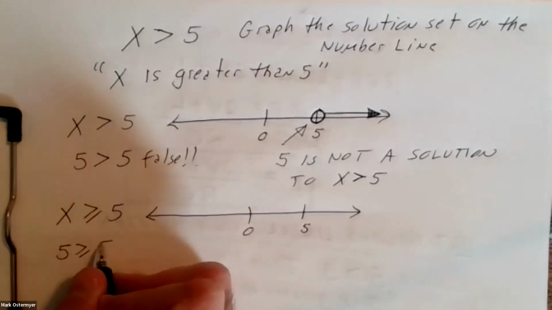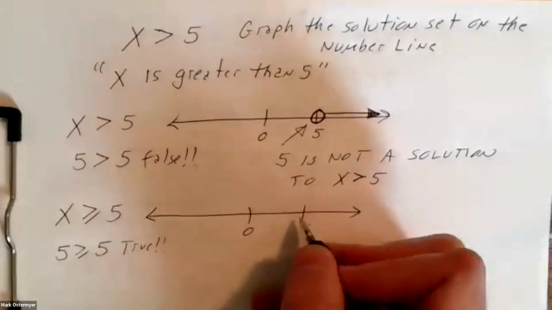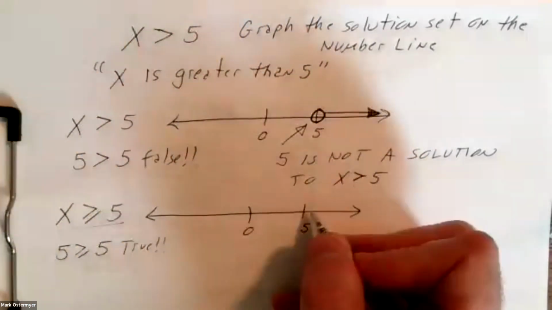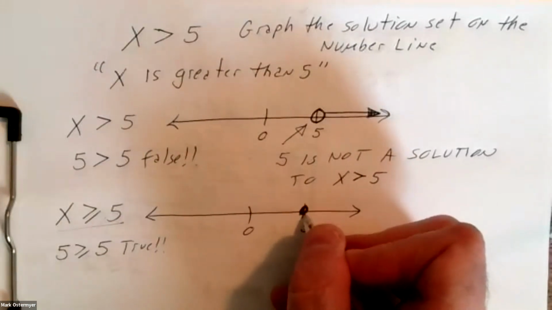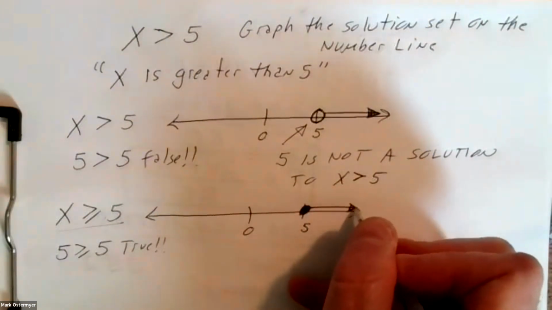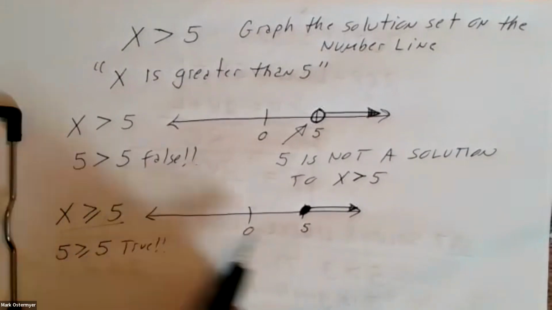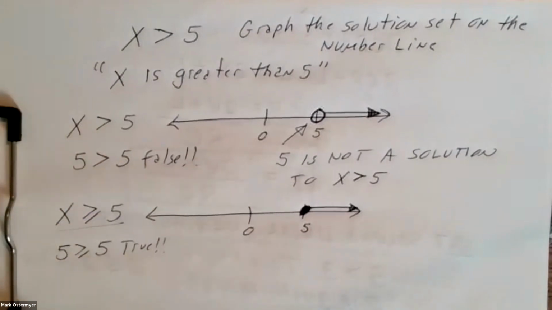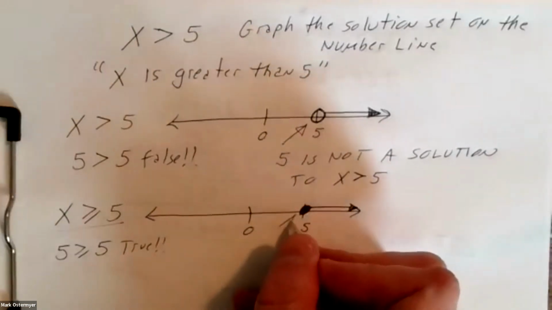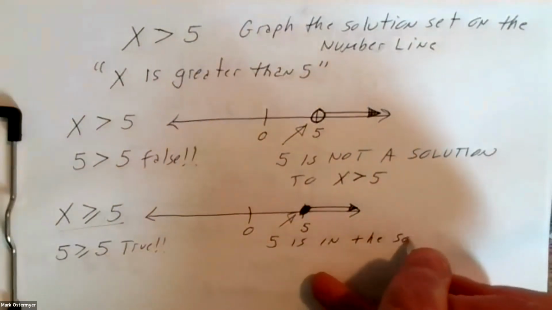Because now to say 5 is greater than or equal to itself is a true statement. So now we must include 5 in this solution set. So to do that, we put a closed circle on 5 and we shade to the right. There's the graph of all real number solutions that are greater than or equal to 5. Questions on how we're graphing solution sets of inequalities? Closed circle means 5 is in the solution set.